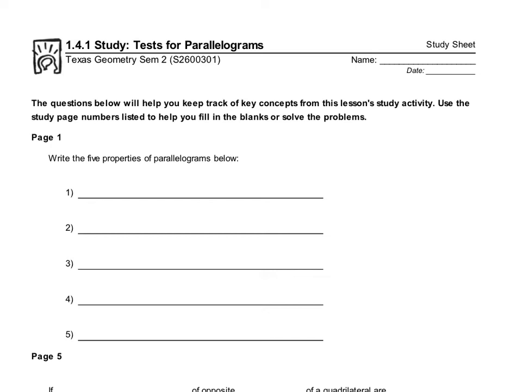So there are 5 different properties of parallelograms that we can use to determine whether or not something is actually a parallelogram. So the first thing is that in order for it to be a parallelogram, the opposite sides are parallel.